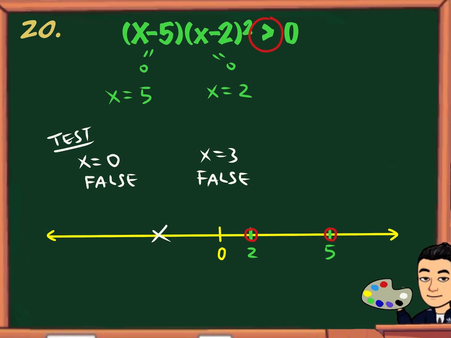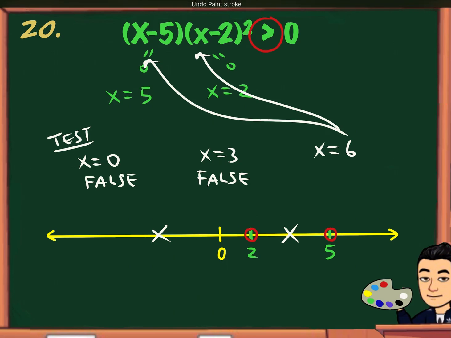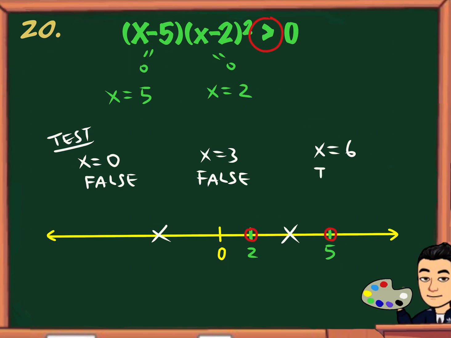You have to do your math over here. Lastly, you have to try anything above 5. So I'm going to try x equals 6. If you plug in 6 for x, you're going to find out that yes, this is greater than 0. So x equals 6 is true, and that's going to be your solution: anything greater than 5. This is how you put it. You're going to put x, in this notation, x is greater than 5.